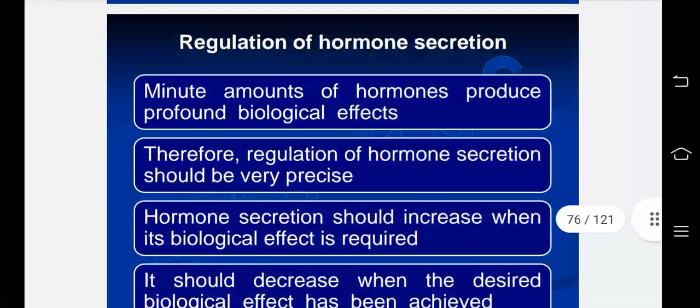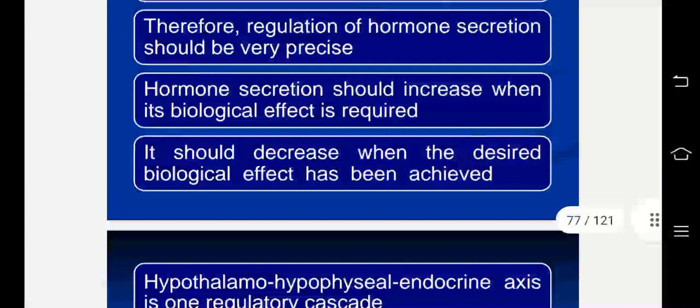Then regulation of hormone secretion. Minute amounts of hormone produce profound biological effects. Therefore, regulation of hormone secretion should be very precise. Hormone secretion should increase when its biological effect is required. It should decrease when the desired biological effect has been achieved.